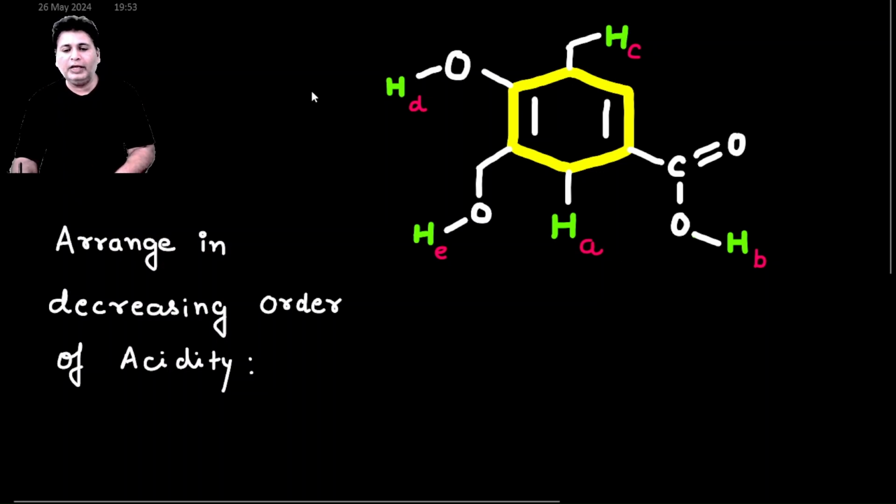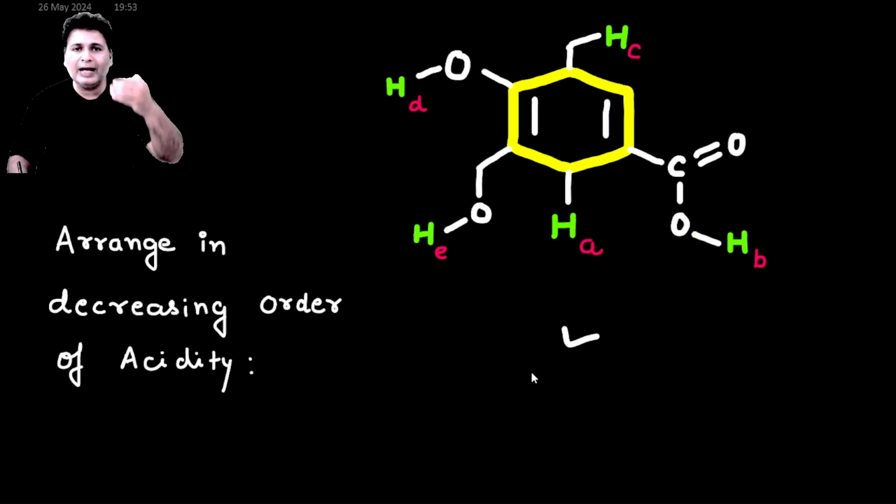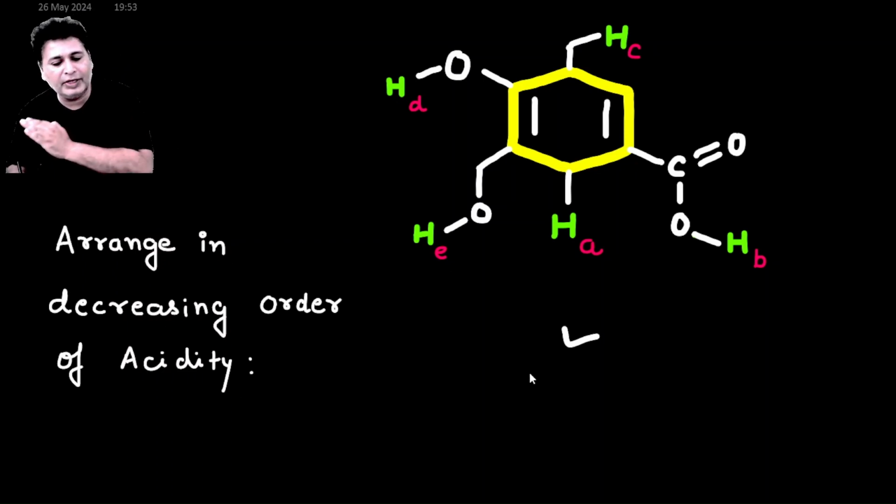Now, if you see the compound I have given, this particular compound on your screen has 5 hydrogens which I have mentioned under the names A, B, C, D and E, as you can see on your screen. You have to analyze their acidity strength, and then prioritize these hydrogens in decreasing order of their acidity.